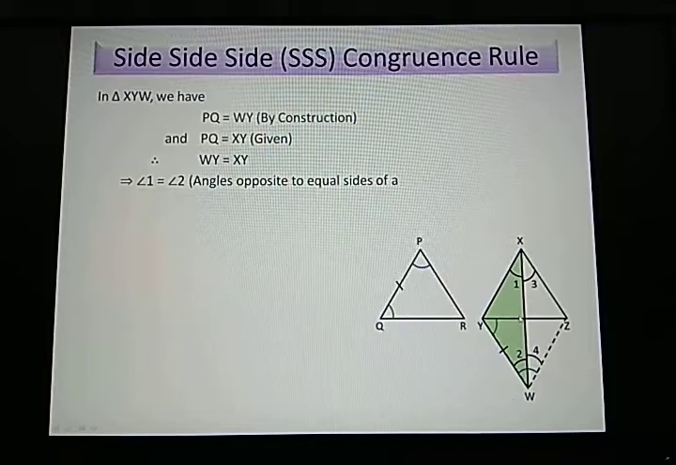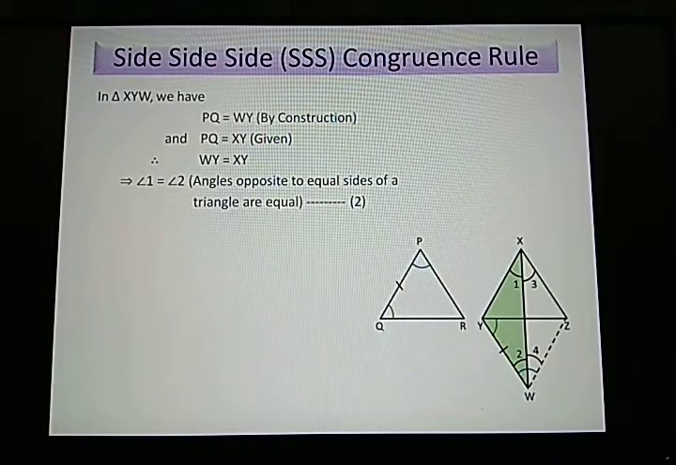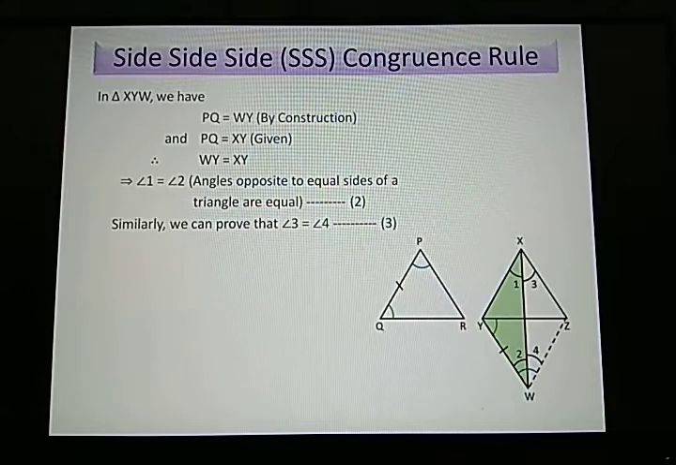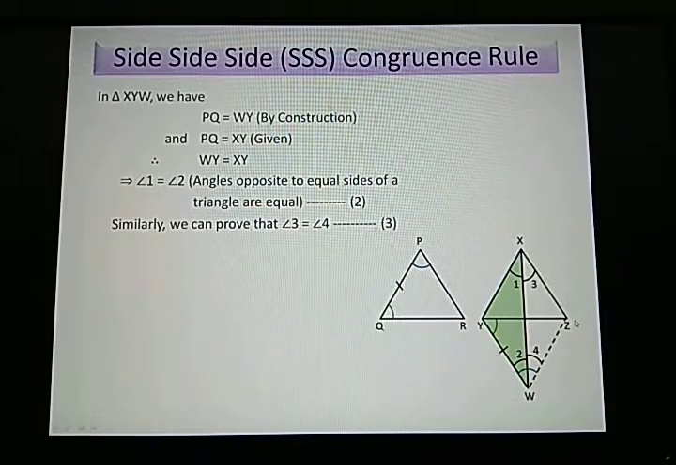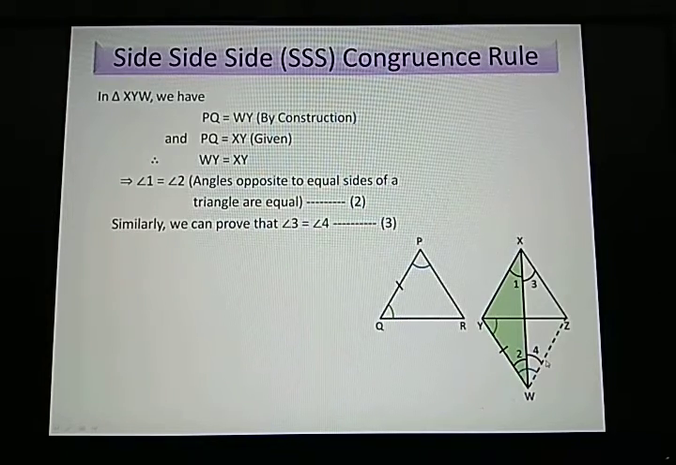So we can say that angle 1 equals angle 2, and we'll mark it as equation 2. Now similarly we can also prove in the other half, as you can see in triangle XZW, that angle 3 is equal to angle 4 in a similar fashion. So we'll mark it as equation 3.